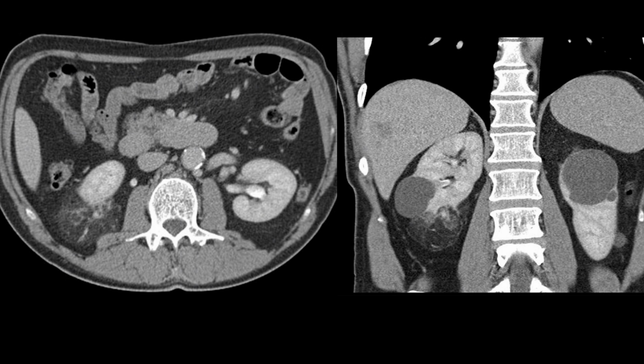Let's talk about the differential diagnosis for a minute. While angiomyolipoma is the most likely diagnosis, other fat-containing renal lesions should be considered, including renal lipoma, fat-containing renal cell carcinoma, which is much rarer, or even liposarcoma. However, the imaging characteristics here are classic for AML, so these other possibilities are lower on the list.